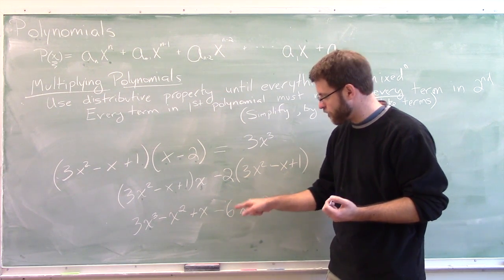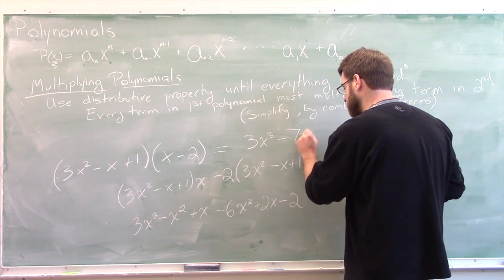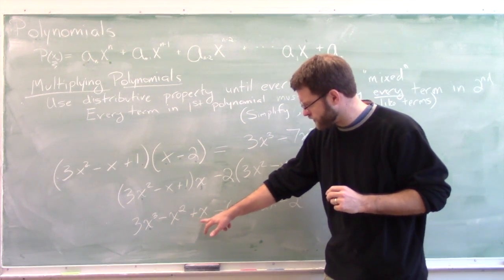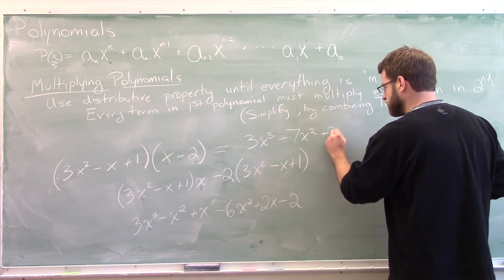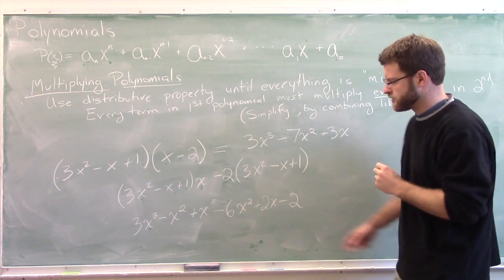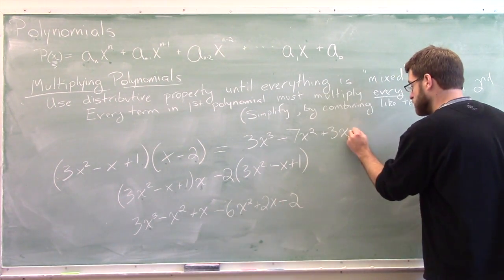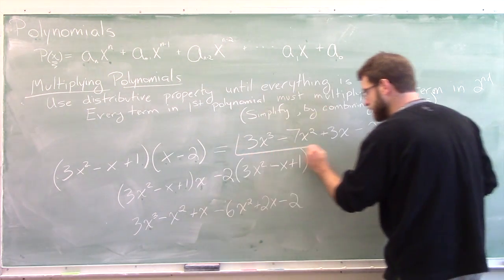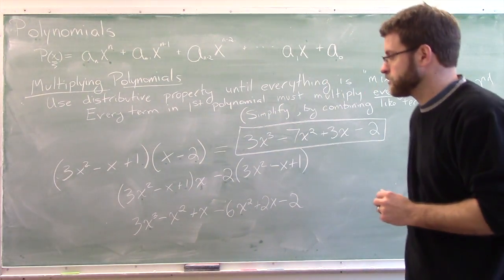So negative 1 and negative 6 gives us negative 7x squared. And then for x terms, we have a positive 1x and a positive 2x. Those combine to give us 3x. And then we have a single constant term right here, which is negative 2. So we'll put that on the end. That gives us the product of these polynomials.